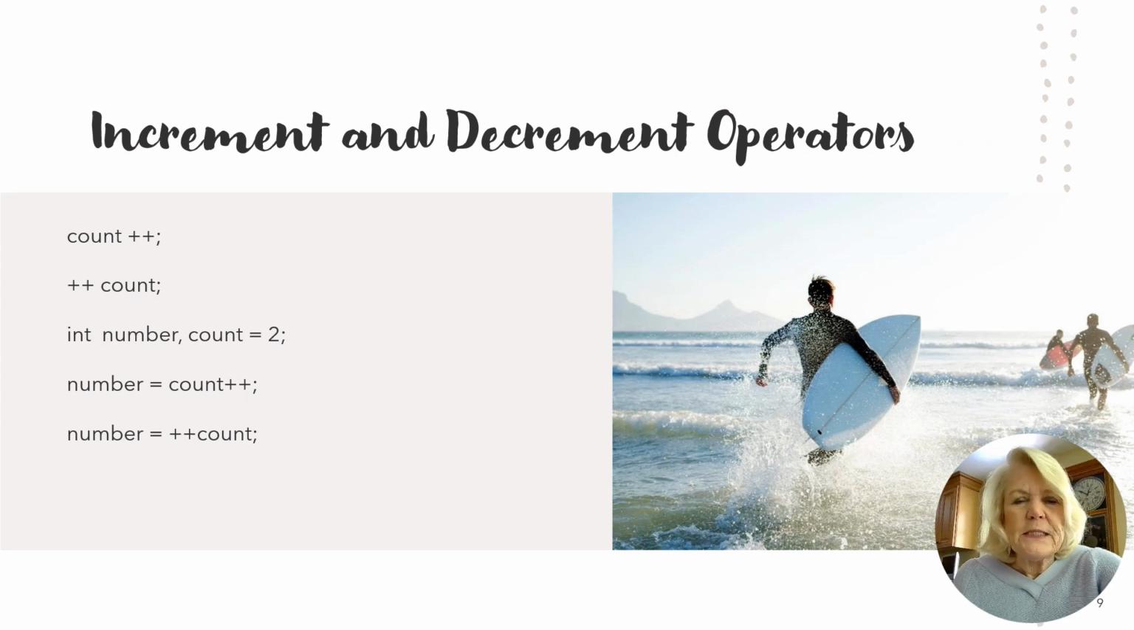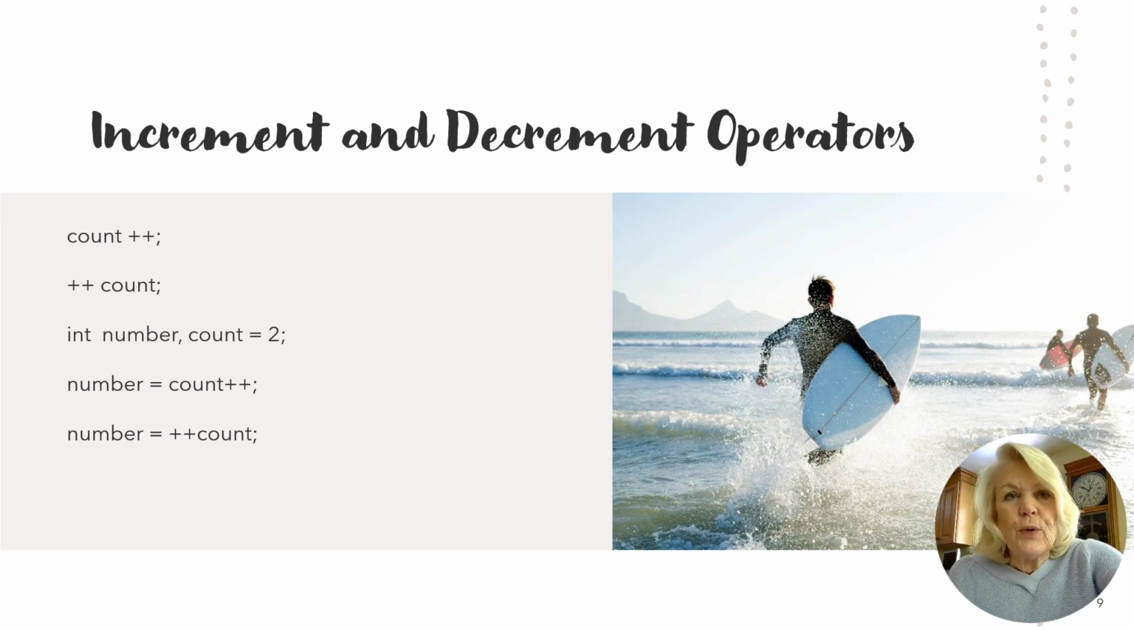The increment and the decrement operators either add 1 to a variable or subtract 1 from that variable. You will find these very useful when we are using loops. If the operator, the plus plus or the minus minus, is in front of the variable, it is known as the pre-increment or pre-decrement operator. And if it is after the variable, it is known as the post-increment operator or the post-decrement operator.